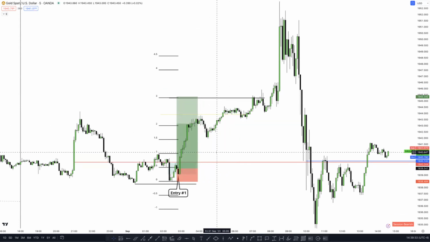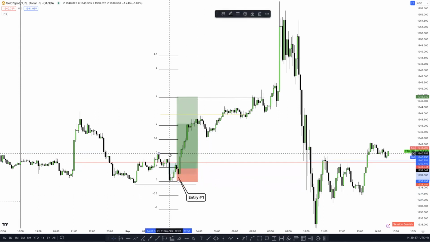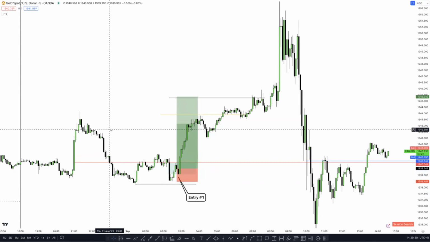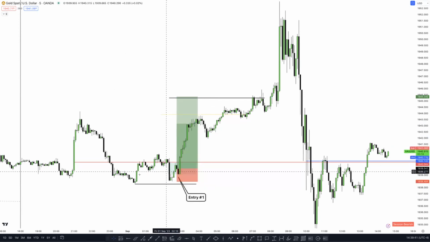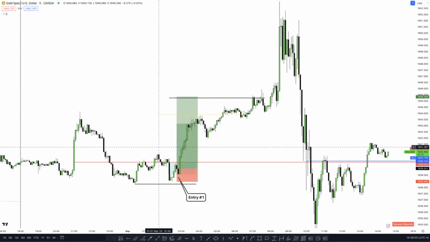Now let's say that you did not get this entry. Let's look at price action over here. As price is trading higher, we know that there has been an SMT divergence. So of course, price is going to be in a market maker buy model. Okay, it's going to be a market maker buy model.